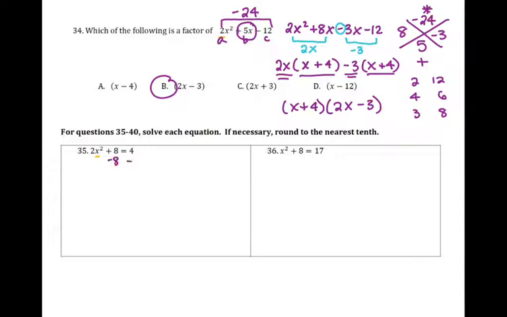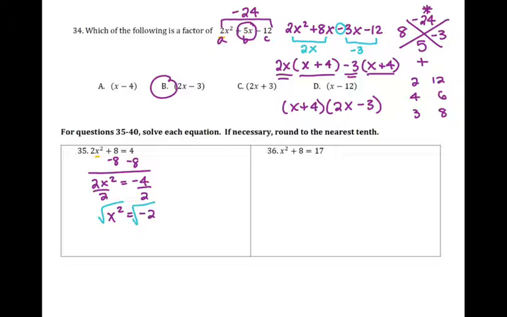So I'm going to subtract 8 from both sides. That leaves me with 2x squared equals 4 minus 8 is negative 4. Divide by 2. And I get x squared equals negative 2. Now, to undo a square, I need to square root.